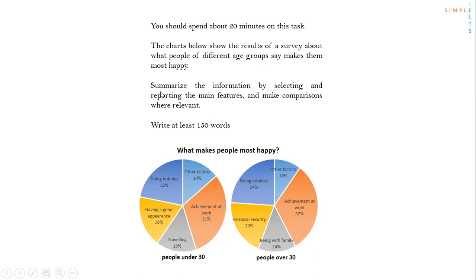Also, there's an instruction here that we have to understand. Summarize the information by selecting and reporting the main features and make comparisons where relevant. So in essence, we have to make a summary of these two pie charts and then compare the data where relevant. Also, there are two rules that you have to follow. First is that you should spend about 20 minutes on this task and then write at least 150 words. If you write less than 150, you will lose marks.